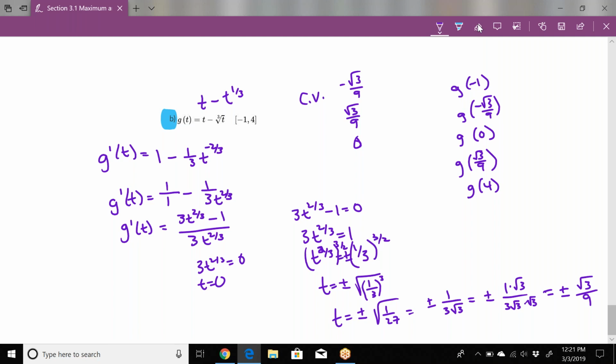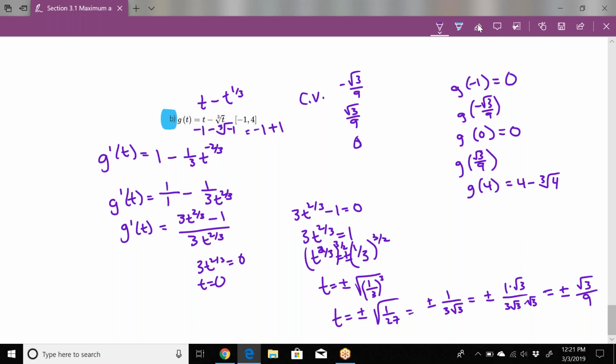Now 0 is easy to plug in. That's just going to be 0. -1 is also easy to plug in. -1 minus the cubed root of -1 is... Actually, no, sorry, I said that backwards. It's better to write it out. This is -1 minus the cubed root of -1. So it's going to be -1 plus 1. So it actually ends up being 0 as well. 4 would be 4 minus the cubed root of 4, which is not a nice number.